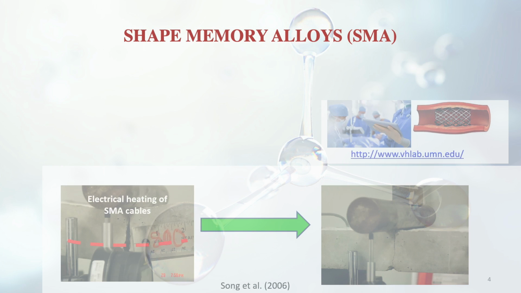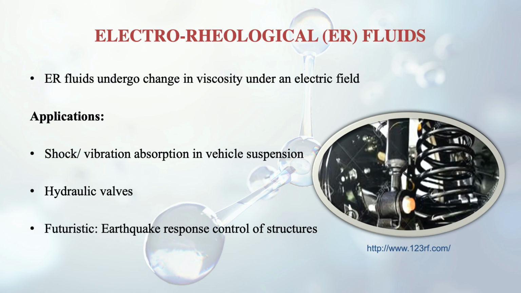But if the shape of the wings themselves is changed, then it will give a lot of benefits in terms of weight reduction and better maneuverability. Electrorheological fluids are a special class of fluids which undergo change in viscosity under an electric field. So they have a number of applications like shock vibration absorption in vehicle suspensions, in hydraulic valves, and some of their futuristic applications involve earthquake response control of structures.